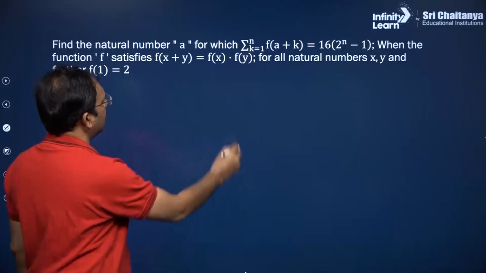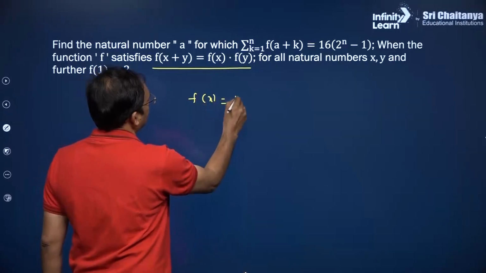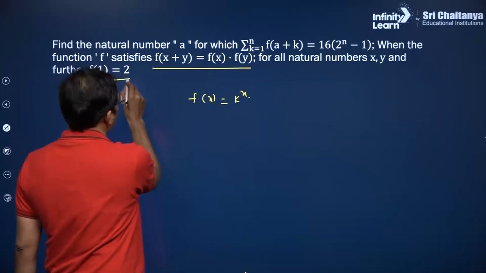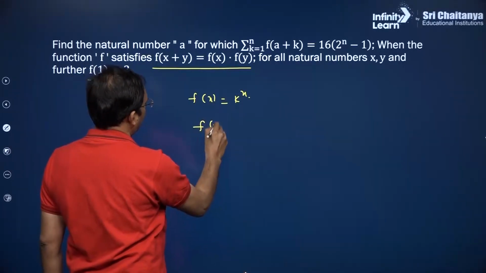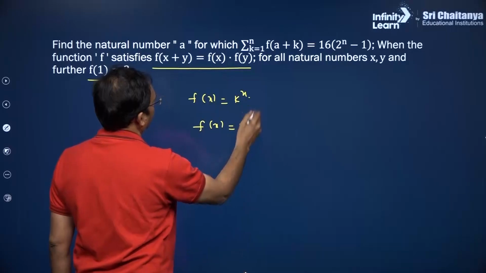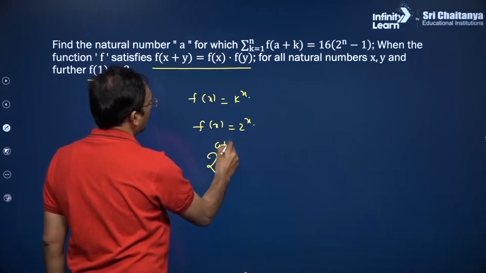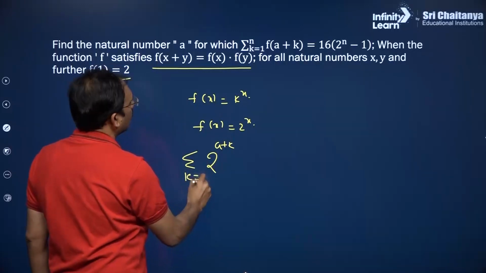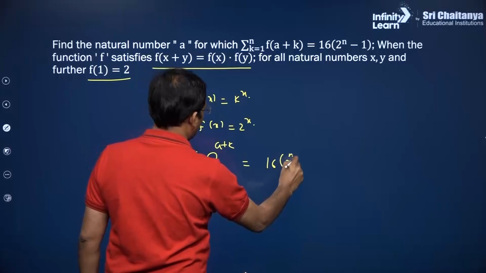So this is the standard function. Whenever you see this function, you can say f of x is like some k power x, given f of 1 is 2. So you can say k is equal to 2, f of x is equal to, my dear friends, 2 power x. So this is 2 power a plus k, sigma k is equal to 1 to n, is equal to 16 into 2 power n minus 1.